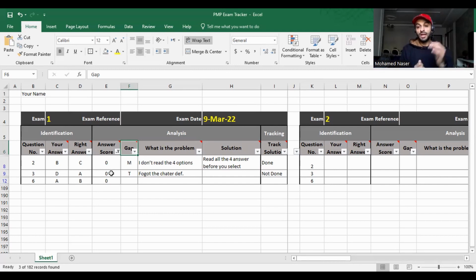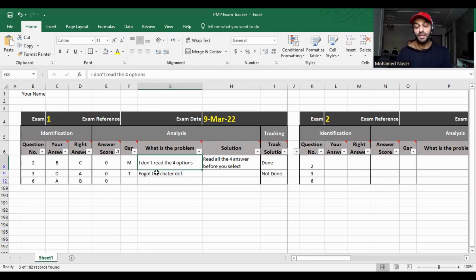On the other hand, you may have a technical gap, which refers to a technical issue. So you didn't study something, or you forgot something. Oh, I forgot the equation of CPI. Oh, I forgot the definition of the project charter. Technical issues. I didn't study the procurement topic. So any question you got wrong because of a technical issue or technical gap, you write T for technical.